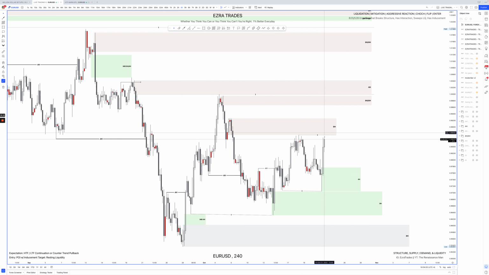I will just be patient. If I look below price, we have this 4 hour. This is what took liquidity to the downside. V-shaped recovery, very long wick left behind, and price explodes in engulfing manner to the upside.